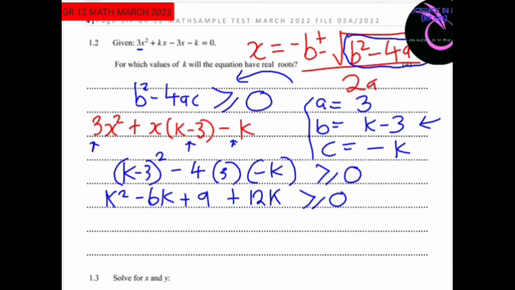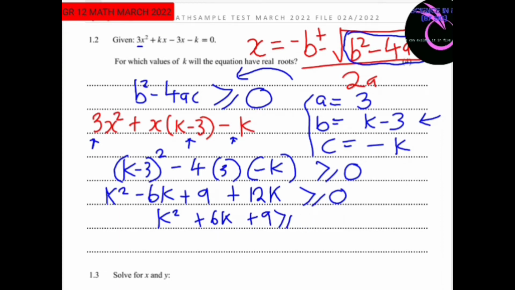Okay. Now, simplifying this expression, minus 6k plus 12k is a positive 6k. So I end up with k squared plus 6k plus 9 is greater than or equal to 0. I can easily factorize this. Okay, what are the factors?